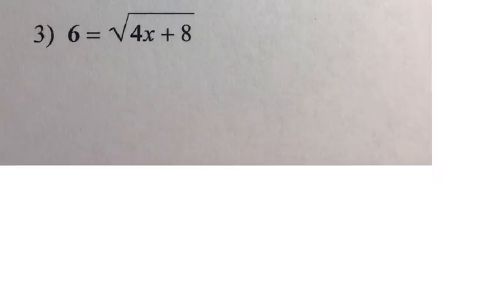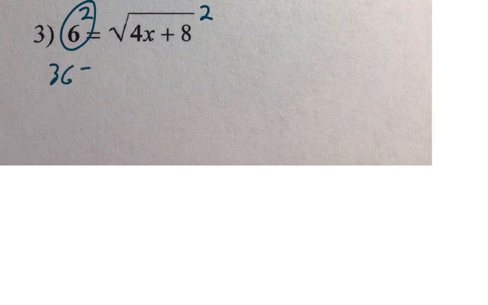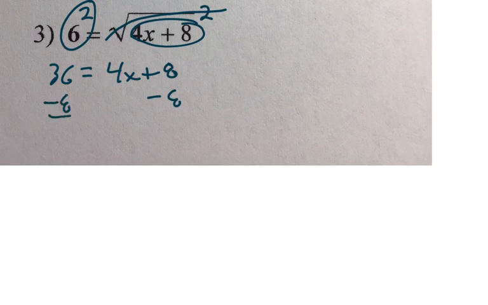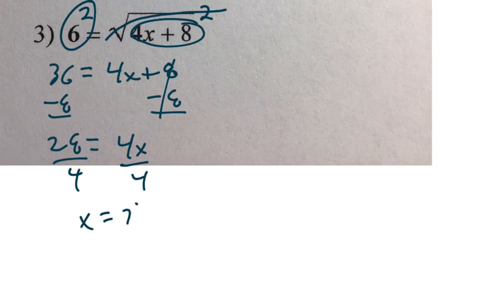All right, let's do another example. Number 3. Notice the square root, so I'm going to square both sides. And what's 6 squared? Well, 6 times 6 is 36. The square root is gone now. All I'm left with is 4x plus 8. From here, I'm going to minus 8. So 4x will equal 28. And when I divide by 4, x must be 7 in this case.